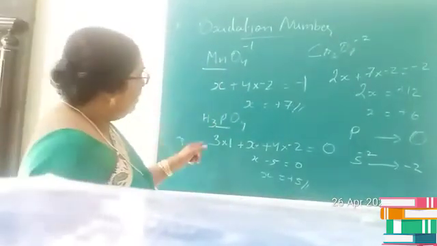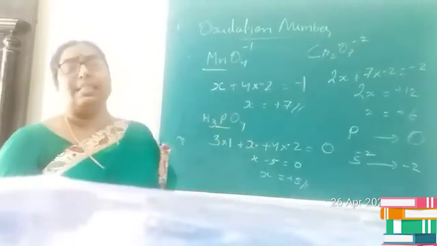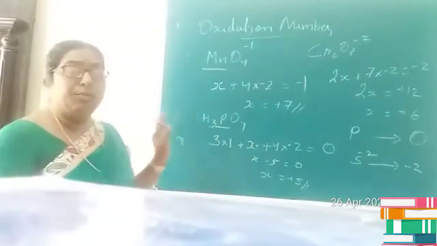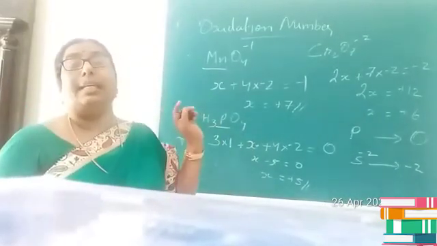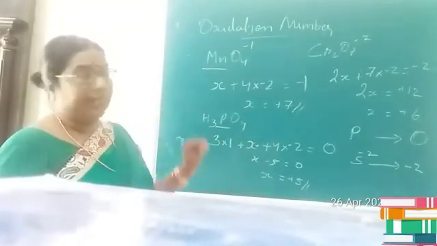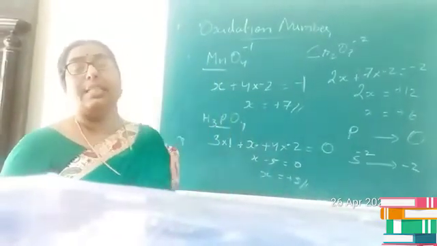Is it clear, children? Now, before winding up the class, let us see what is the difference between valency and oxidation number. Children, valency is just a number. I mean, it does not carry any sign. Is it clear? The valency of hydrogen, we can say that it is monovalent. Valency is 1.